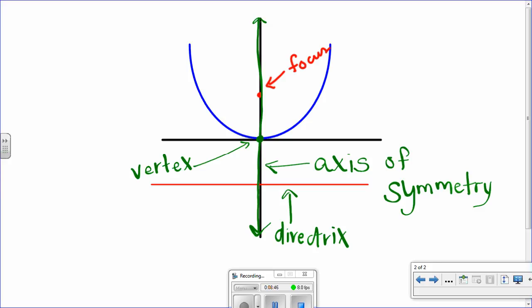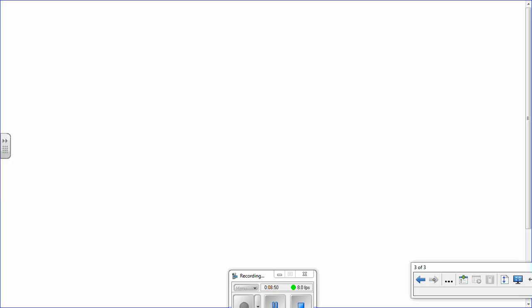Okay? Alright, let's talk about standard form. And we're going to graph them. Okay? What we're looking at today, just graphing. Right?